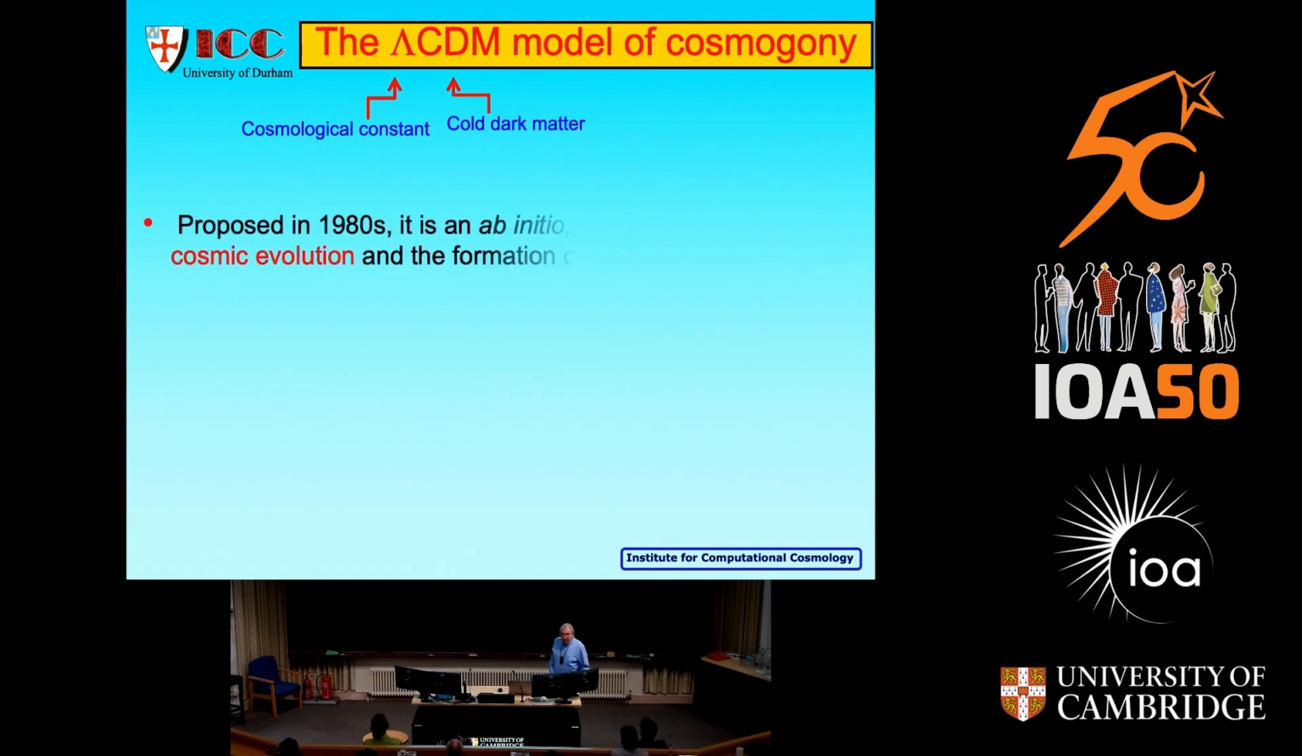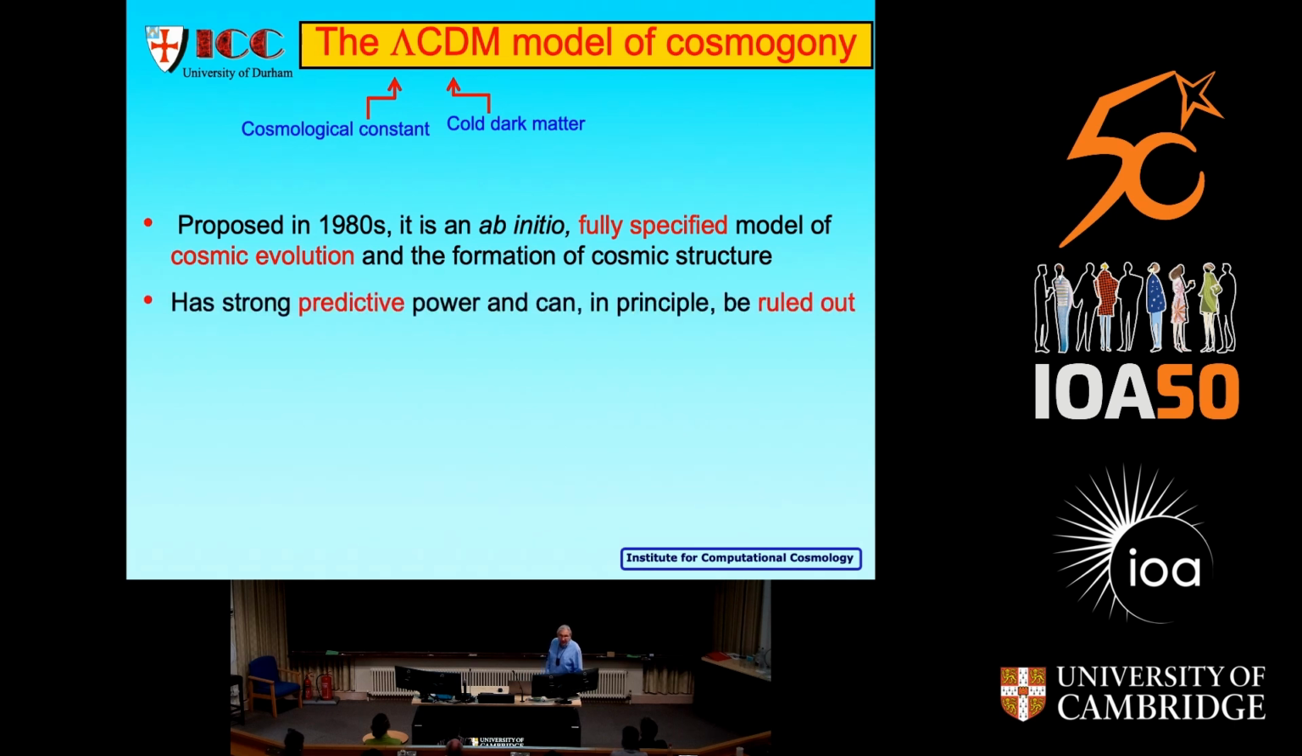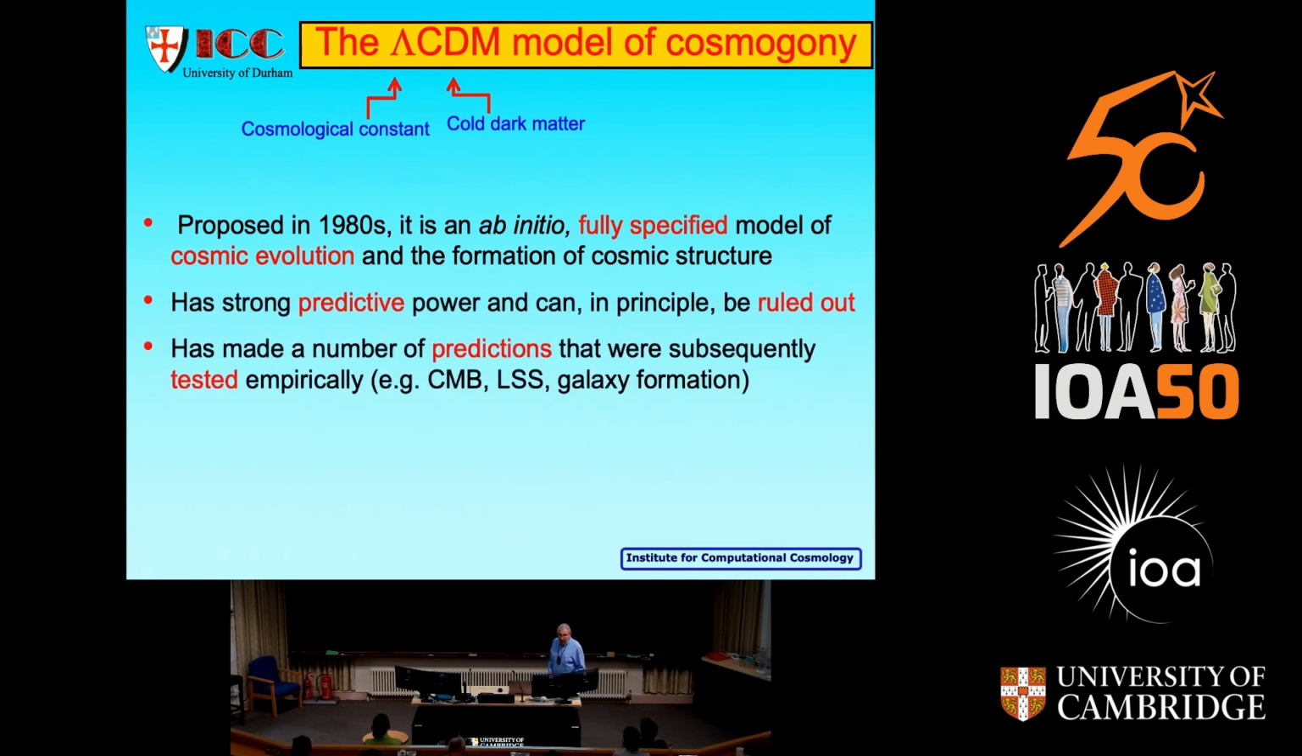Now, the great thing about this, and what really began precision cosmology, is that this is a fully specified model which has predictive power and can therefore be tested. It can, in principle, be ruled out. It has made a number of predictions. It could have already been ruled out, and maybe it has. I will come to that in a minute. But it's been immensely successful, to the extent that it has earned three Nobel Prizes in physics since 2006.